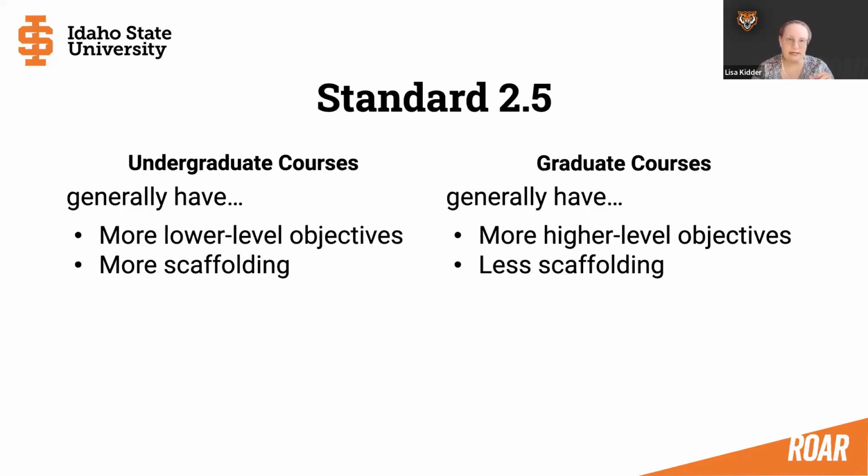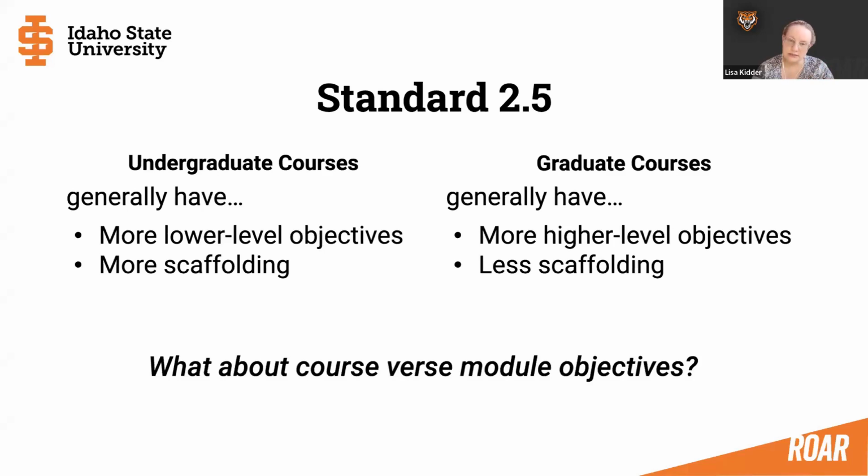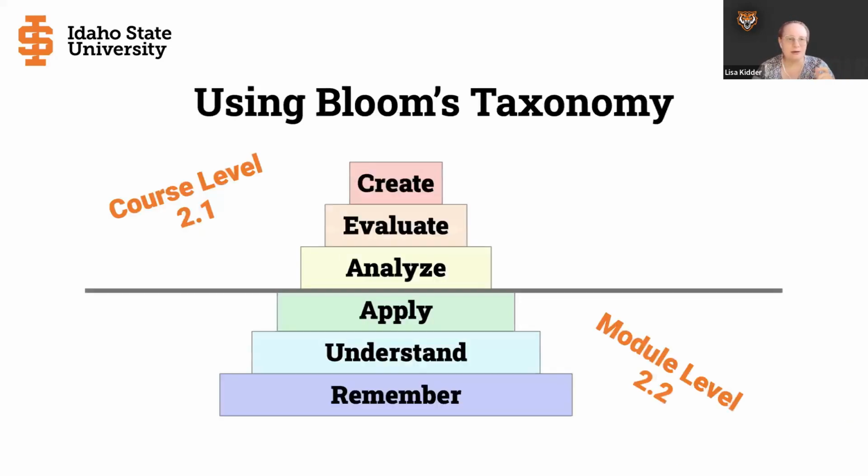But there's another way to look at it, and that's in relation to the course level versus the module level objectives. So this is bringing us full circle back to standard 2.1 and standard 2.2. When you look at your course level objectives, more of them are likely going to be at a higher level. Here I'm using Bloom's taxonomy. You can use any type of learning taxonomy to help look at and analyze your objectives. Most of your course level objectives should be towards that higher level.